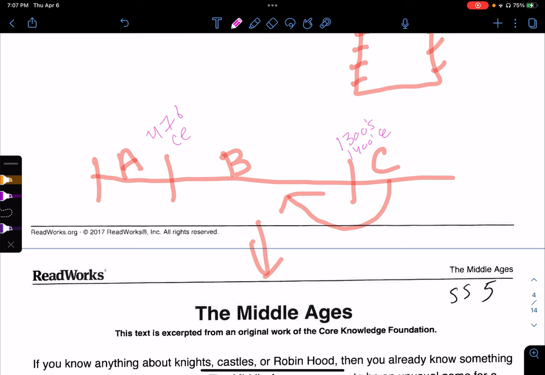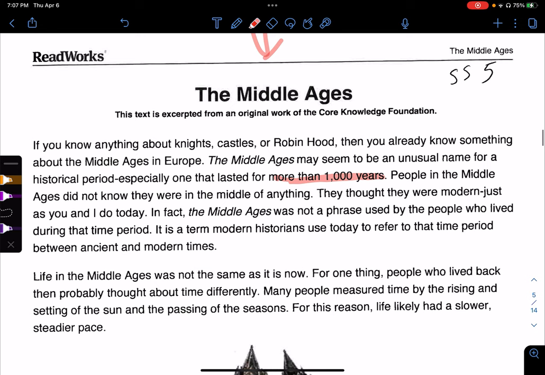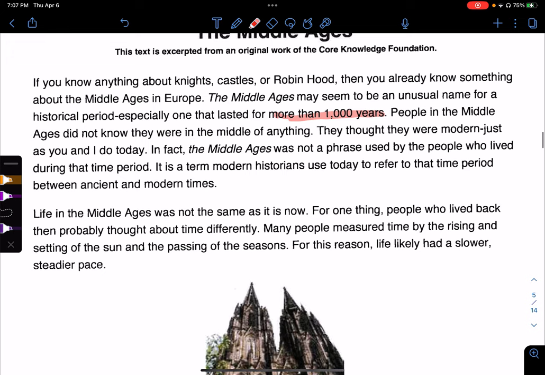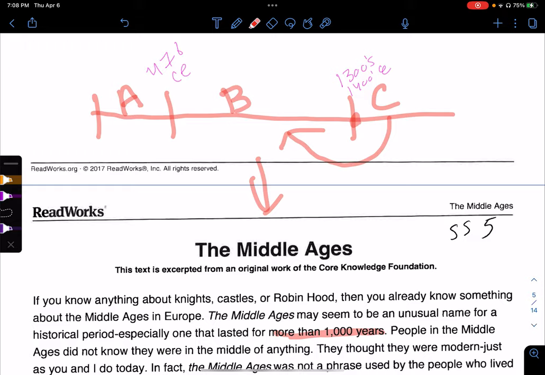People in the Middle Ages did not know they were in the middle of anything, right? They didn't call themselves the Middle Ages. They thought they were modern, just as you and I do today. In fact, the Middle Ages was not a phrase used by people who lived during that time. It is a term modern historians use today to refer to the time period between ancient and modern. It was the people of the Renaissance that called the Middle Ages as well.